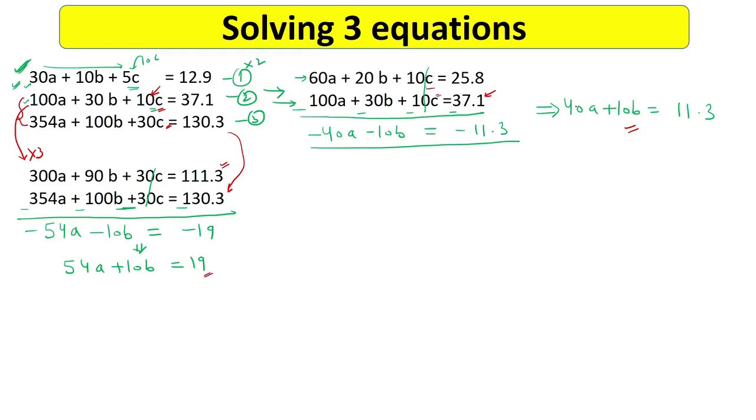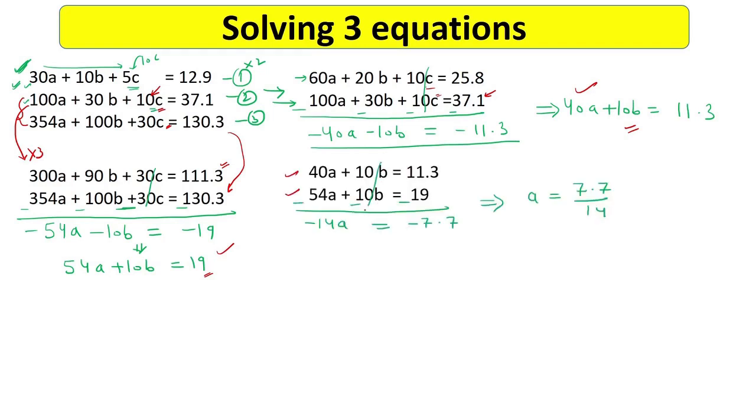Now these are the two equations in terms of a and b, and if we solve these two equations we can get a and b. We solve these two equations by subtracting or by changing the signs, and we got the value of a. So the value of a is 0.55.